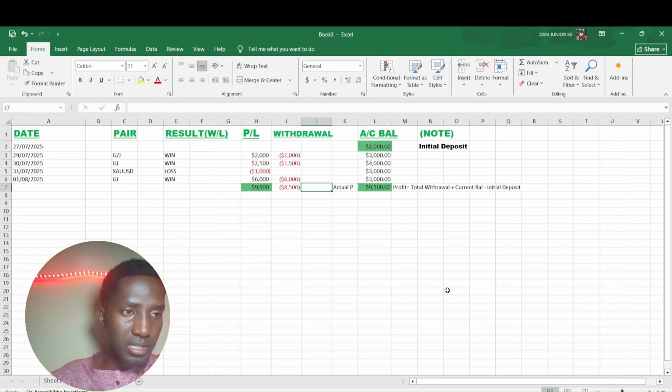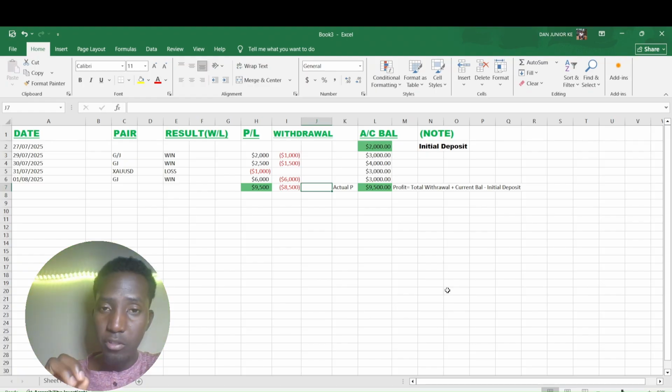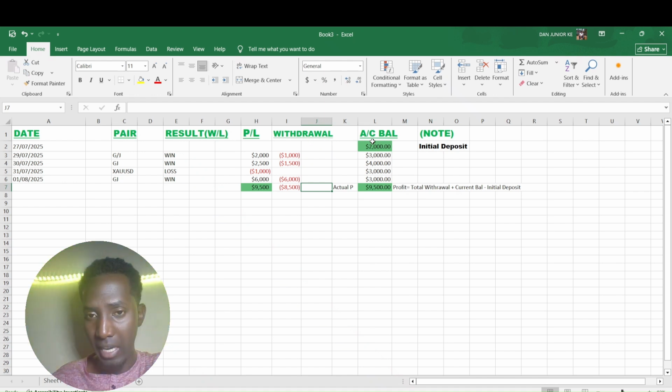Okay, so guys, as you can see, this is my journal. If you want to be consistently profitable, you need to journal your trades. As you see, this is the date, and this is the pairs, and this is the result, win or lose, and this is the profit or loss, and this is withdrawal, and this is my account balance. Okay, so here, let me show you.